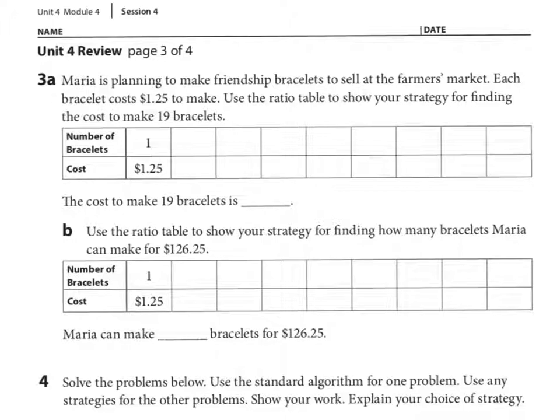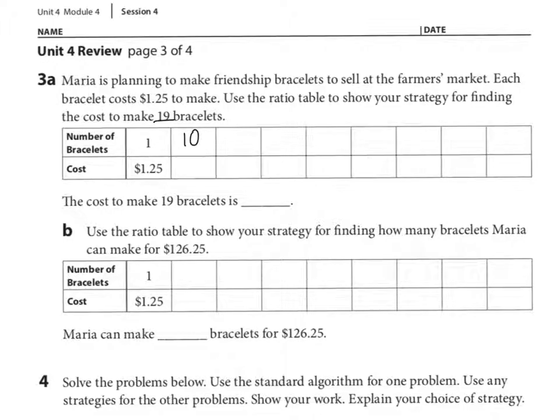Going on to 3A, Maria is planning to make friendship bracelets to sell at the farmer's market. Each bracelet costs $1.25 to make. Use the ratio table to show your strategy for finding the cost to make 19 bracelets. So our goal here is to find the cost of 19 bracelets.